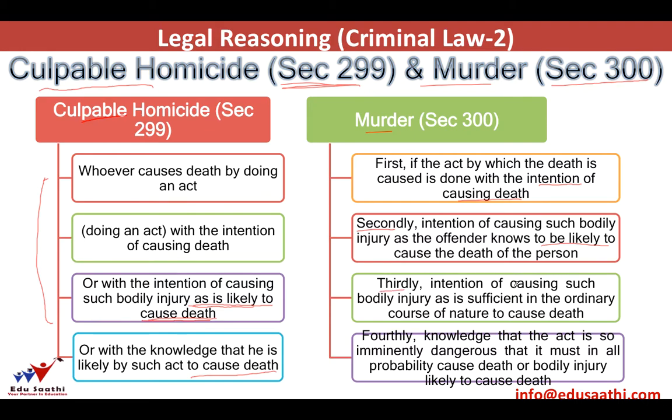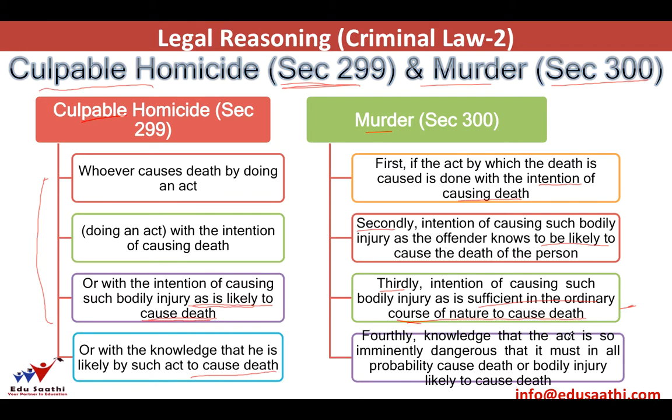Thirdly, intention of causing such bodily injury as is sufficient in ordinary course of nature to cause death. So the concept which comes here is that the bodily injury which is inflicted upon the deceased person was sufficient in ordinary course of nature. If you're cutting somebody's throat with a sword, that injury is sufficient enough to cause the death of a person in ordinary course of nature. In 99% of the cases, the person would die by cutting the throat with a sword. So this is the third ingredient.